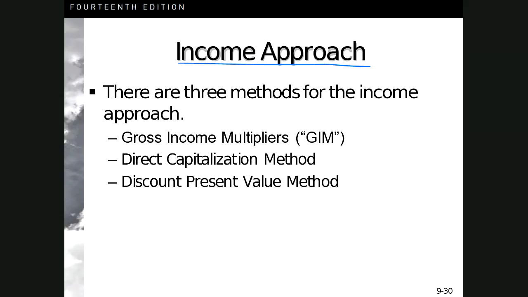Within this income approach, we again have three different types. We have GIM, the gross income multipliers. We have direct cap, the capitalization method. And we have the discounted present value method, which is the NPV math we talked about. So let's talk about the gross income multipliers. What is the gross income here?